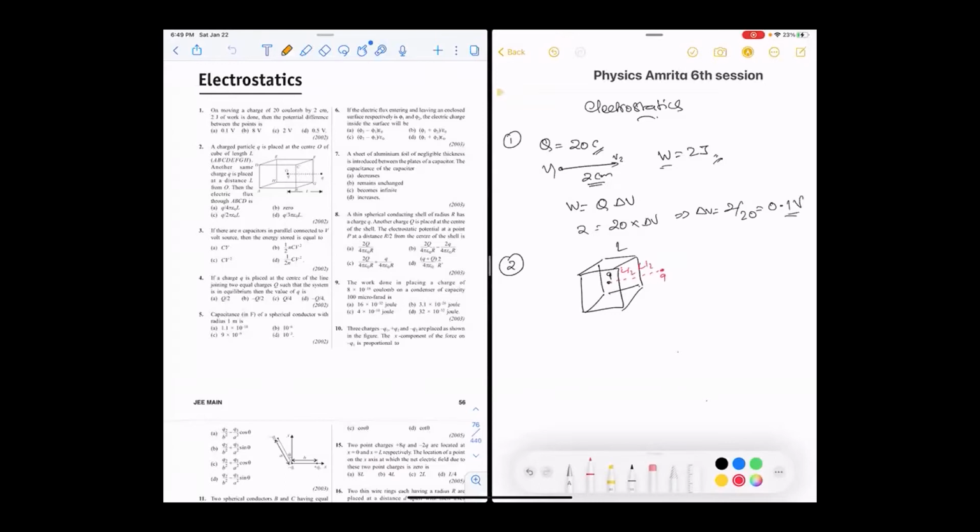The question is the electric flux through ABCD. He's asking, this one is A, B, C, and D. What is the electric flux through ABCD? So how to do it, guys? We have one charge inside, the other charge is outside. Electric flux is due to the net electric field lines going through it.